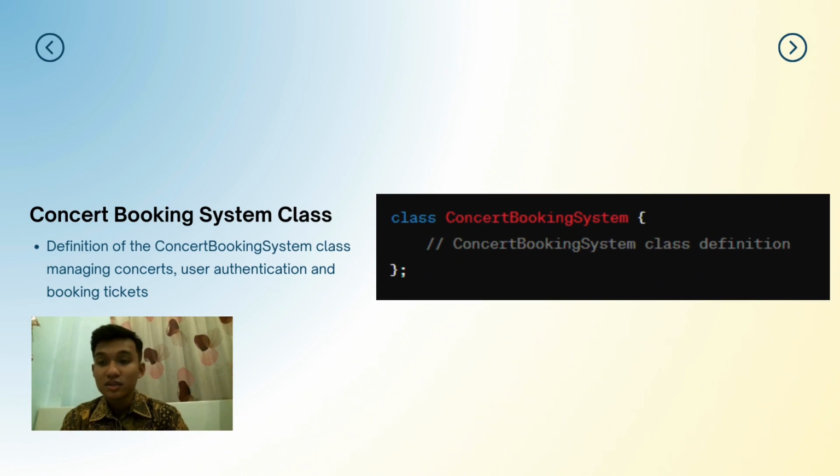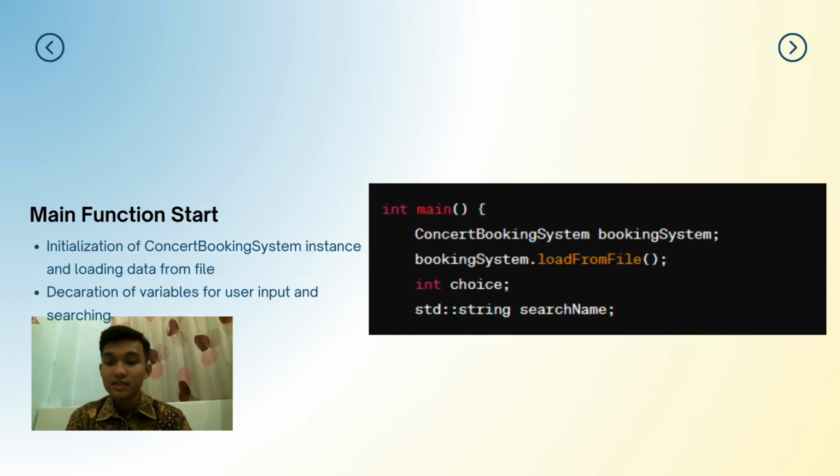And now is the concert booking system class. Here I attach the snippet as usual. The definition of the concert booking system class is managing concerts, user authentication, and booking tickets. Then this is the main function start, the snippet of integer main. It is basically the initialization of the concert booking system instance and loading data from file, and declaration of variables for user input and searching.